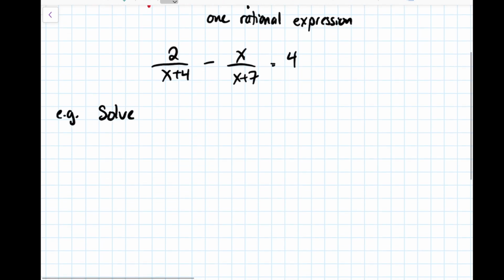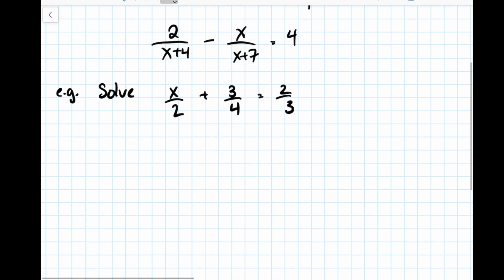So, let's start with something more in line with what you might have seen in grade 9 or grade 10. Solving x over 2 plus 3 over 4 equals 2 over 3. So you'll notice there's no variables in the denominator here. This is a pretty basic example where we just have fractions. And you would have seen this probably in grade 9, maybe even grade 8. It is something that we know how to handle.